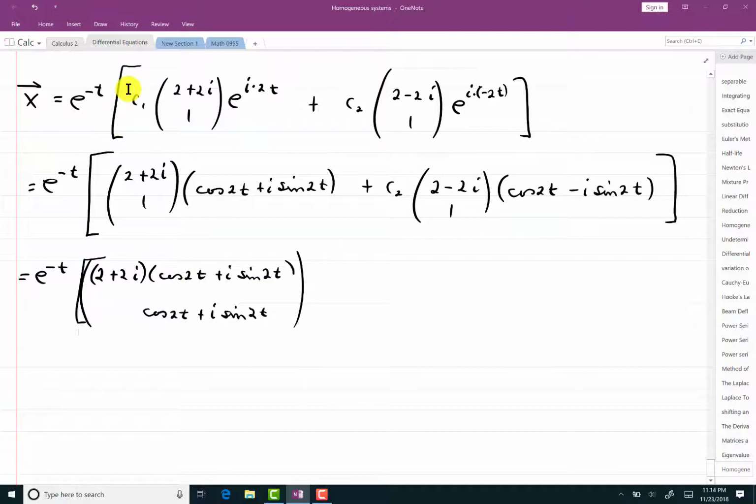I'm missing a C1 here. Let me go ahead and put it here, C1. The C1, let me put it after it this time, plus C2. I'll have 2 minus 2i times cosine of 2t minus i sine of 2t. And then below I'll have cosine of 2t minus i sine of 2t.